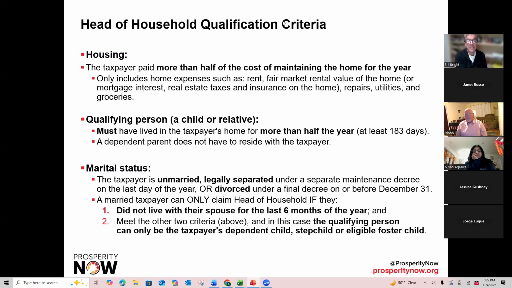And their marital status: the taxpayer is unmarried, legally separated under a separate maintenance decree on the last day of the year, or divorced. Again, the taxpayer can only claim head of household if they did not live with their spouse for the last 6 months of the year. So in other words, I don't know where he is. He's not living with me. Fine. I get that. And meet the other two criteria. In this case, there's a qualifying person, which can only be the taxpayer's dependent child, stepchild, or eligible foster child.